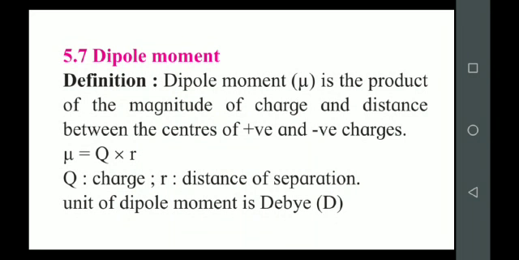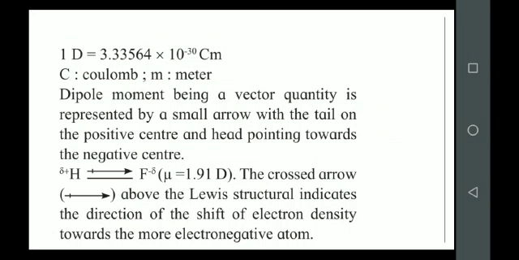Now what is a debye? The SI unit of debye says that 1 debye equals 3.335 into 10 raised to minus 30 coulomb meter, where capital C is coulomb and small m is meter. So 1 debye in SI unit equals 3.335 into 10 raised to minus 30 Cm, that is coulomb meter.